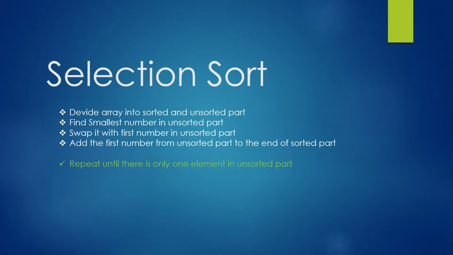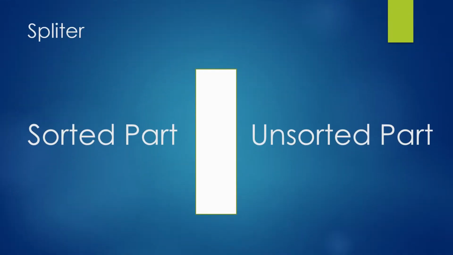We are going to use a splitter, which is just an index in the array, to split the array into sorted and unsorted part. On the left side from the splitter is the sorted part, on the right side we have the unsorted part. The splitter starts at 0 because we didn't sort any element, and it increases when you add a number to the sorted part. So when you add a number, the splitter moves behind the number that you just added.